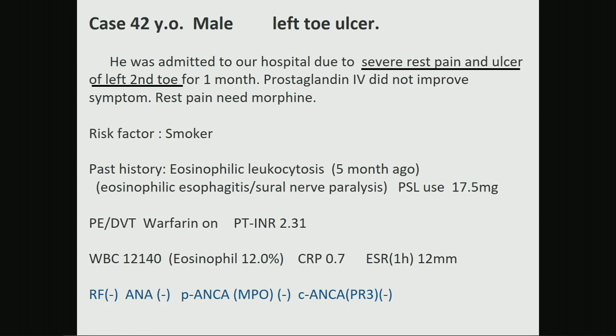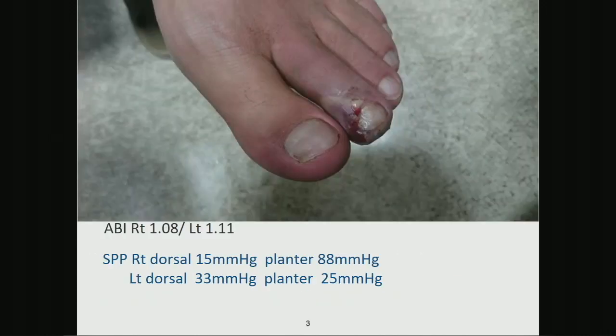He was also using warfarin due to a PE and DVT history. In his lab data, the rheumatoid factor and the antinuclear antibody were negative. ABI was normal, but the SPP was decreased at the left foot. So we decided to perform EVT for his left leg.